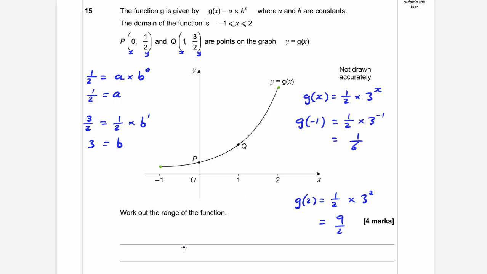So the range of the function g of x is therefore greater than or equal to a sixth and less than or equal to 9 over 2. That's question 15.